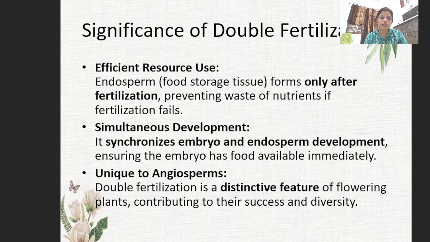Now moving towards the significance of double fertilization. Since in double fertilization endosperm formation takes place only after fertilization, this prevents the wastage of nutrients. Here also the simultaneous development of the embryo and endosperm takes place, so it provides nourishment to the embryo, and this process is also unique to the angiosperms. So that was double fertilization.